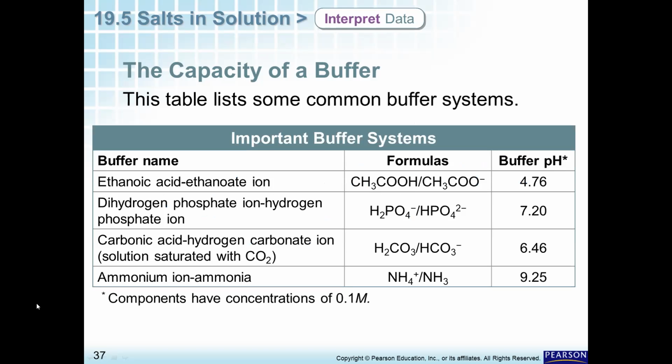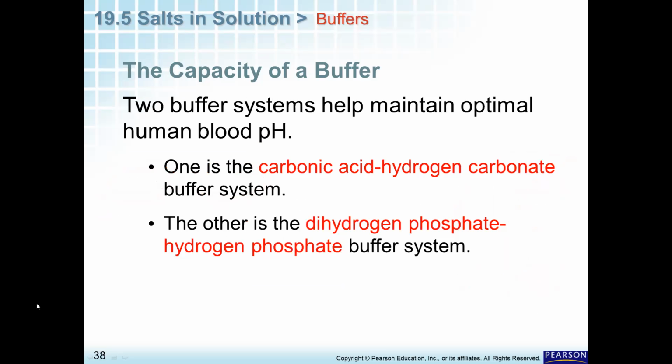So these are some of the buffer systems, for example ethanoic acid with ethanoate ion. You have dihydrogen phosphate with hydrogen ion, like this one. All of these are buffer systems, each with its pH. That is why you can choose. If you want to run your reaction at around 7, you choose this one. If you want something around 9, you choose this one. If you want something around 4.6, you choose that one. So you choose the buffer solution that you need to use depending on that.